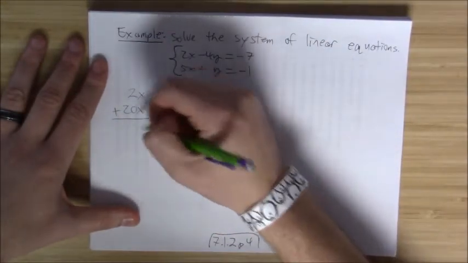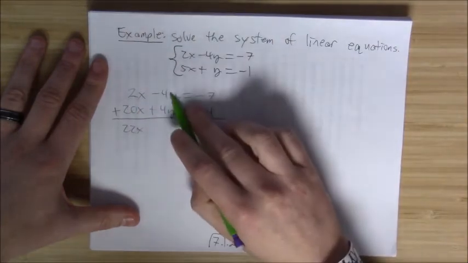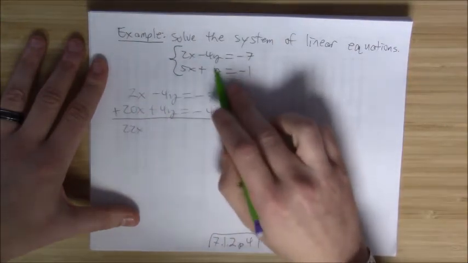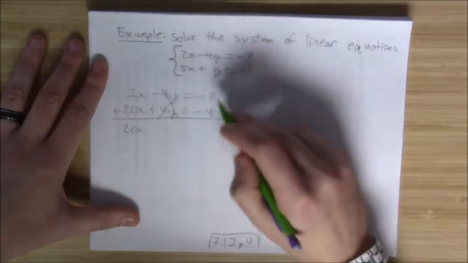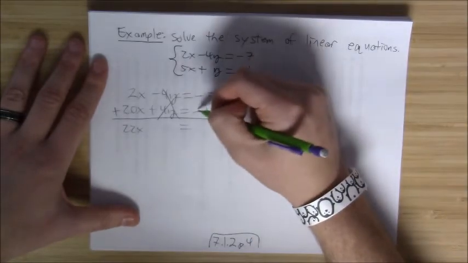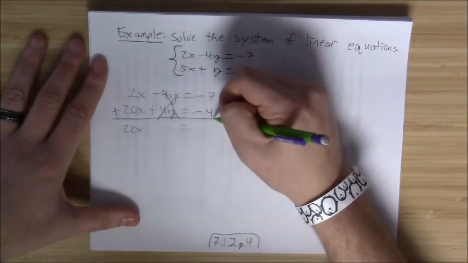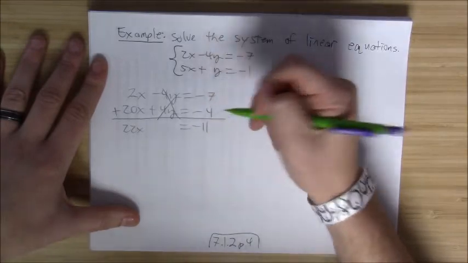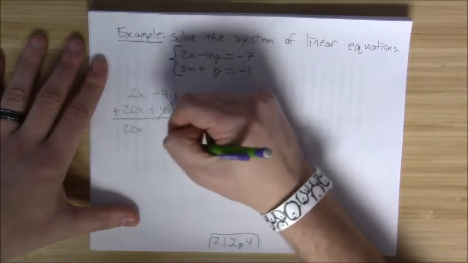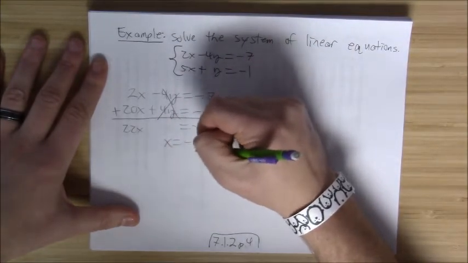Add those, I get 22x. I did that so I can eliminate my y variables there. And then I have negative 7 plus negative 4 is negative 11. Namely, if I solve that out, I get x equals negative 1/2.